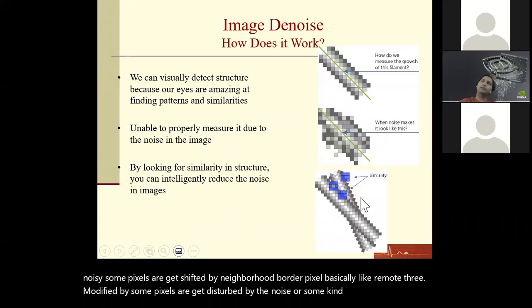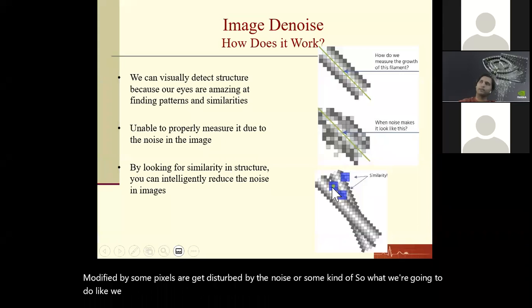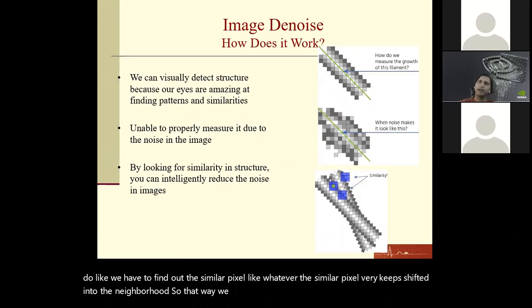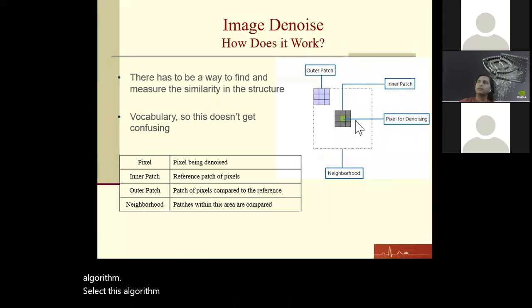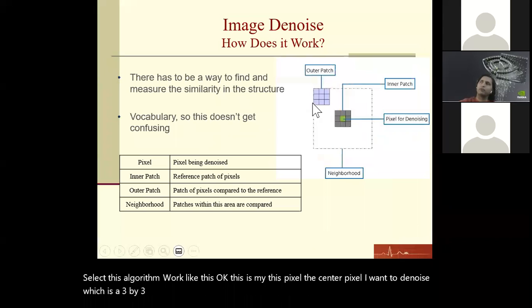So what we are going to do is find the similar pixels, wherever the similar pixel has shifted into the neighborhood. That way we can identify that similarity, and then we can replace it. The algorithm works like this. This is the center pixel I want to denoise, which is a 3 by 3 mask, and I can design this neighborhood patch. So this is my 9 by 9 patch.